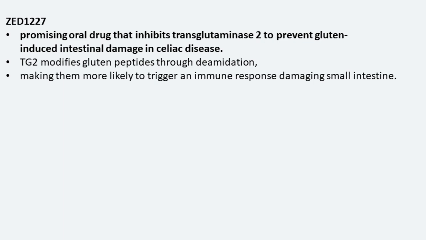Z1227 is an oral drug. It inhibits the transglutaminase 2, which helps to prevent the gluten-induced intestinal damage. And it prevents the trigger. It prevents the trigger of the immune response damaging the small intestine.